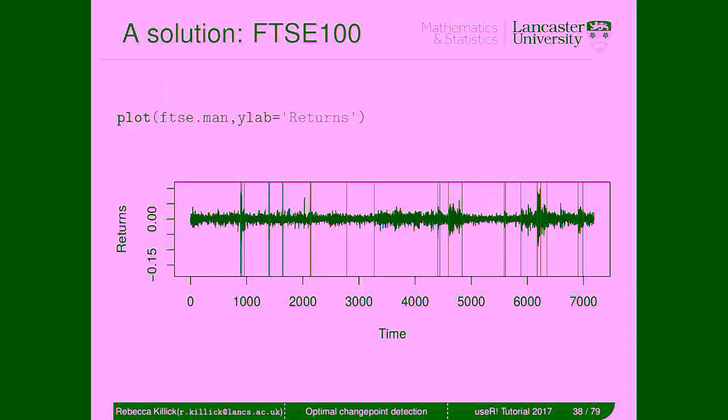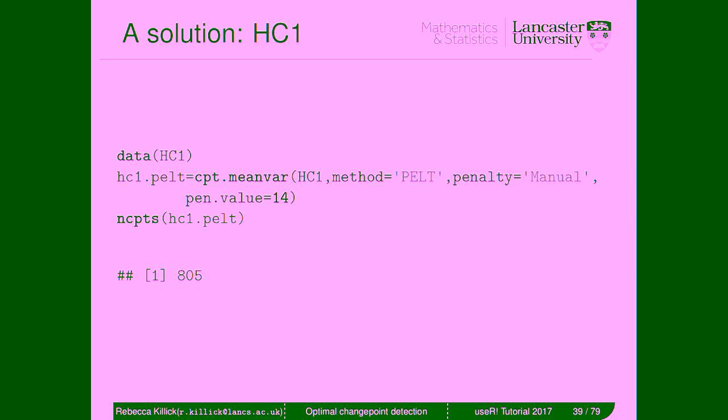So I'm not going to go through the FTSE one, mainly because I want to use the HG1 one for motivation for my next slides. If you use the default penalty, then you'll get a hell of a lot of changes. I don't know if anybody managed to get through to that one. In consultation with some biologists, we decided that the most appropriate penalty was going to be a penalty value of 14. So it's actually quite a lot larger than the default penalty value.